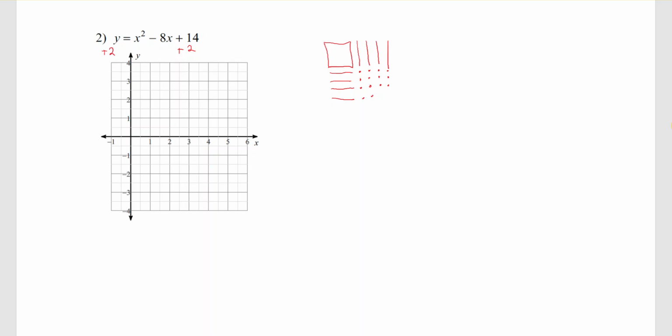All right, so now the great thing is I have a square. I've added 2 more to that right side, and so I have 16. So now I have y plus 2 equals x squared minus 8x plus 16. And now I can complete the square.